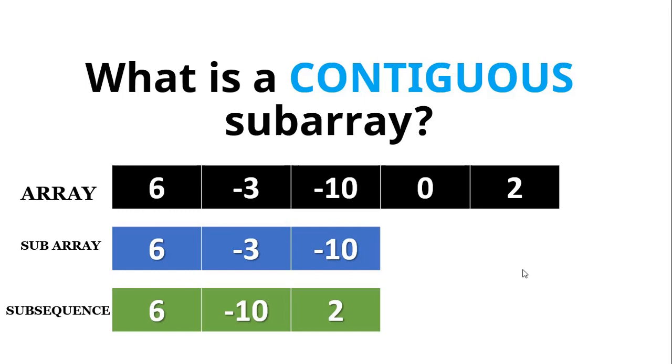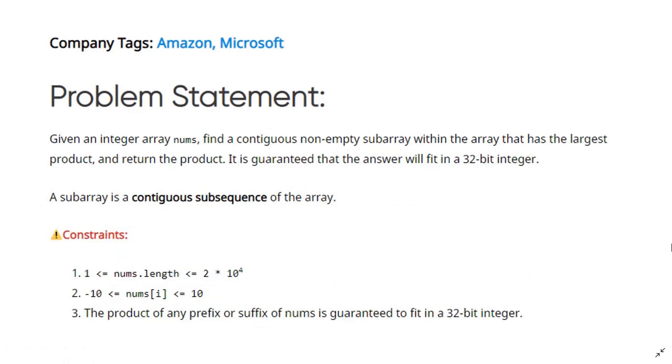So let's dive into the given question and let's try to understand what the question asks us to do. The problem statement states that you will be given an integer array nums and you have to find a contiguous non-empty subarray within the array that has the largest product, and then you have to return the product. It is guaranteed that the answer will fit in a 32-bit integer. Now, as I mentioned previously, a subarray is a contiguous subsequence of the array.